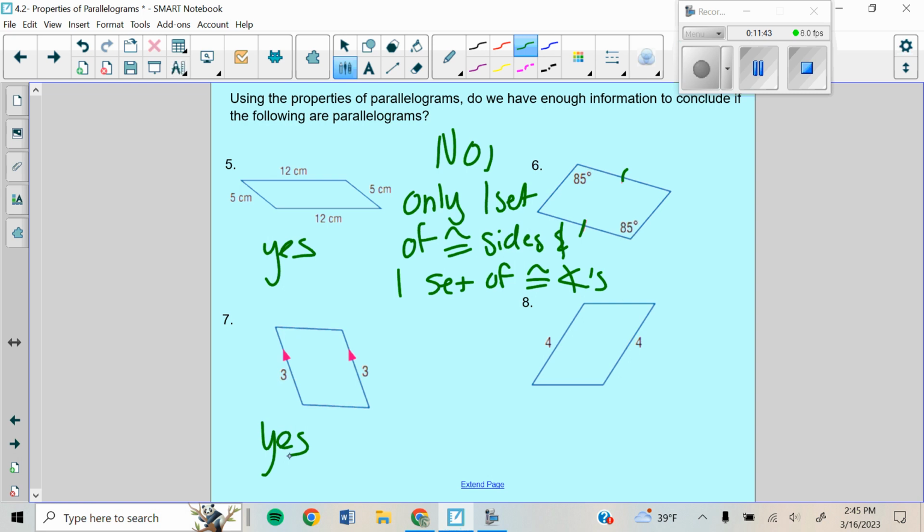All right, let's look at 8. 8 only tells us that 1 set of sides is congruent. That's a no, not enough information. Only 1 set of congruent sides.